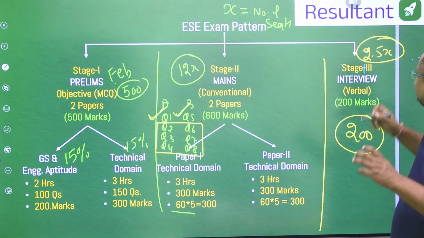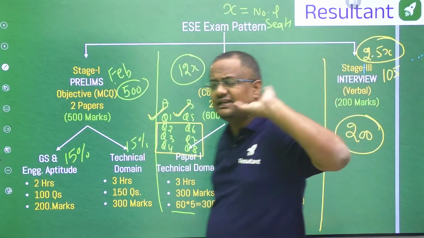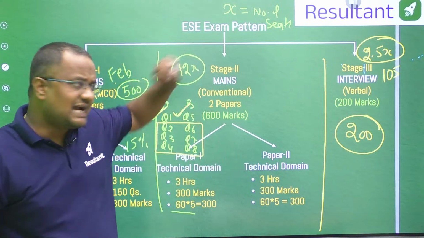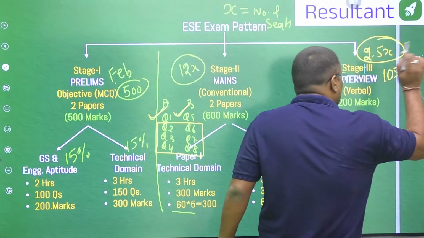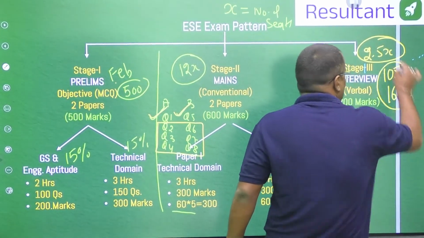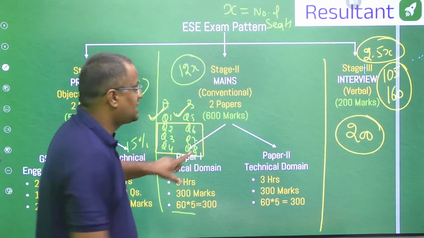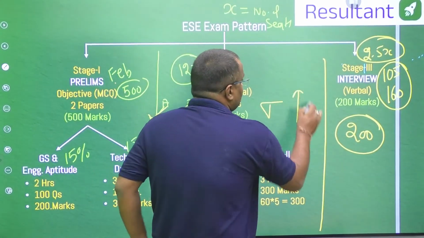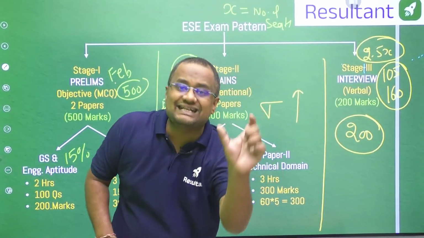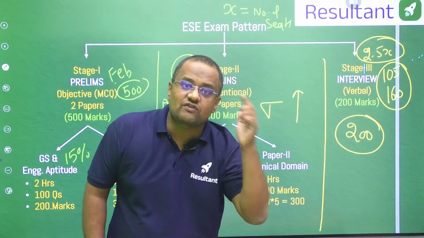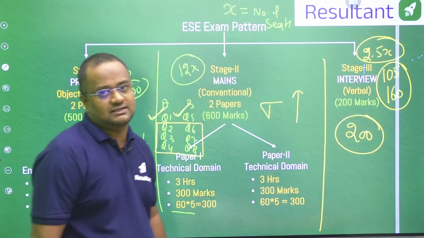Out of 200 marks, really a student rarely gets less than 105 marks. 90% of students get more than 105, and 95% of students get less than 160 marks. So here also there is not a wide range. There is a huge standard deviation in the mains. Even with ordinary marks in the first stage, but with very good writing skill and a good sense of attending the paper, students get top ranks by cracking this 600 marks, guys.